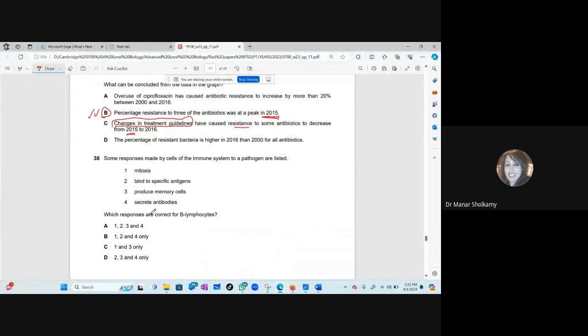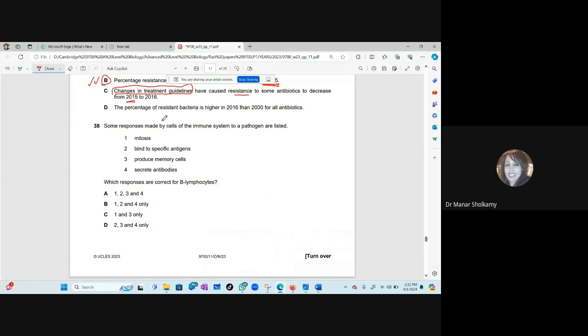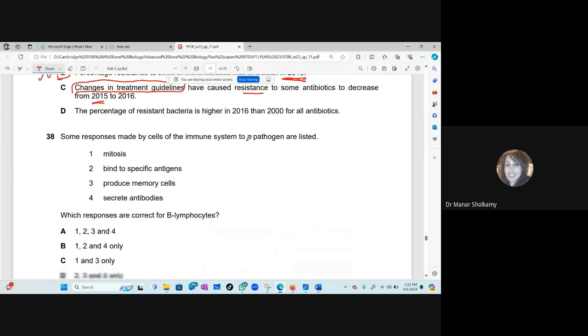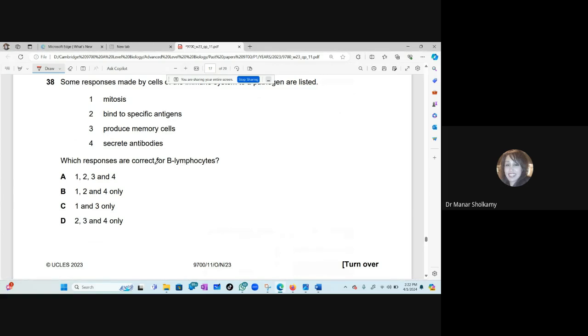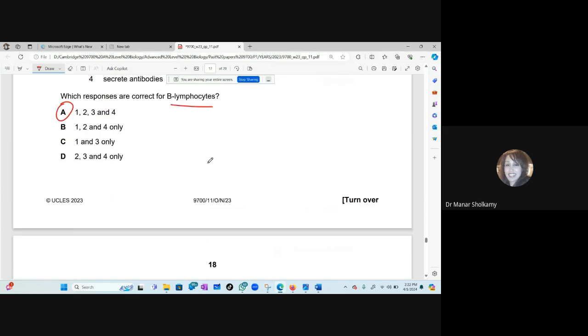Okay, good. What's 38? Some responses made by cells of the immune system to a pathogen are listed. Three more questions. Which responses are for the B lymphocyte? This is easy. The B lymphocyte, when a pathogen enters the body, what happens to it? A. Yes, but it's easy. Clonal selection, clonal expansion, and so on.